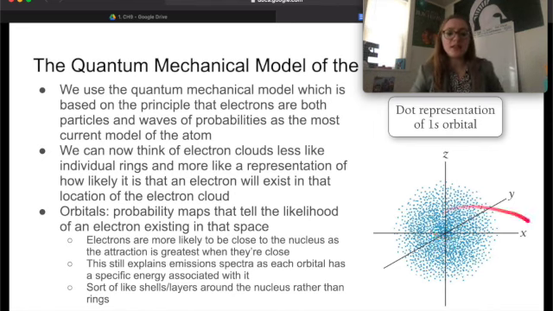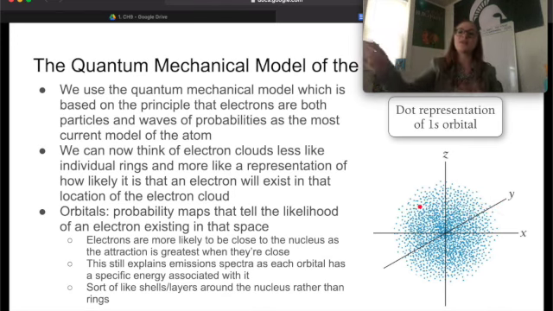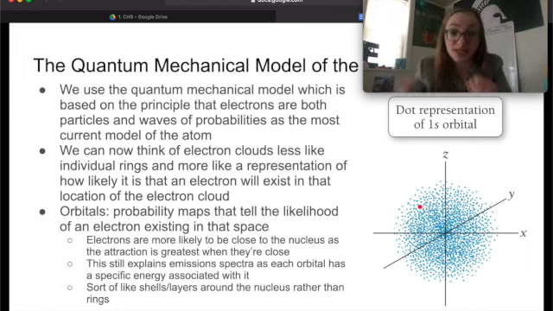And this still explains the electronic emission spectra, because each orbital has a specific amount of energy associated with it. So we're going to think about electrons jumping between orbitals, between spaces and probabilities of existing, rather than jumping between these orbits or rings. These are more like shells and layers around the nucleus rather than rings. It goes from almost 2D, where it can only orbit in one direction at a time, to being anywhere around that nucleus at any point in time in the quantum mechanical model.